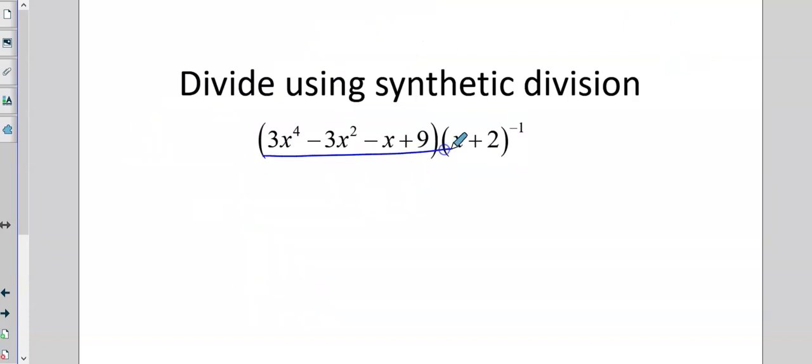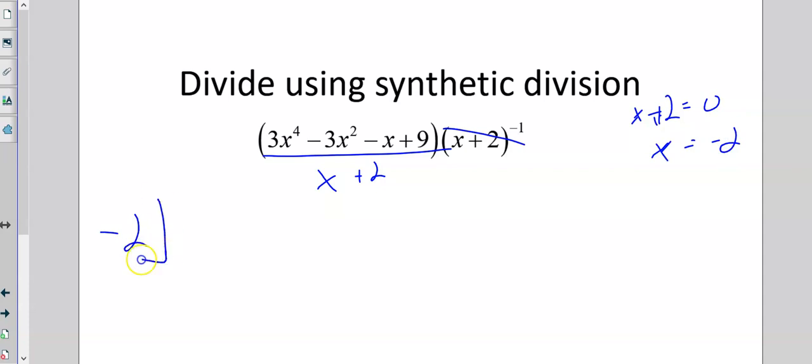Same thing. X plus 2 equals 0, minus 2 from both sides. -2 goes in the box. I have a 4. I don't have a 3. I have a 2. I have a 1. I have a none. So, coefficient of my quartic, coefficient of the missing cubic, coefficient of my quadratic, coefficient of my linear, and my constant.